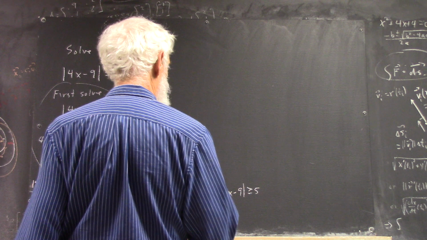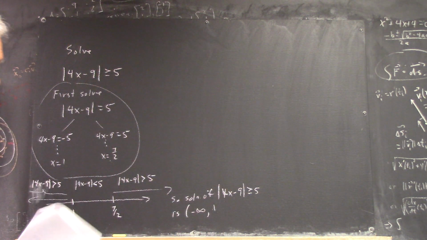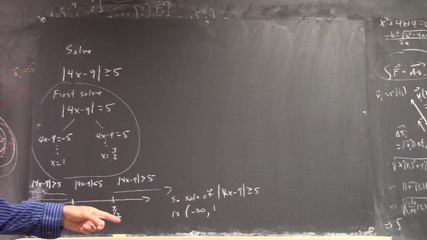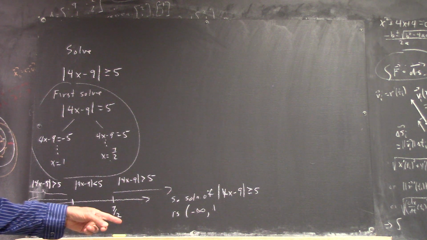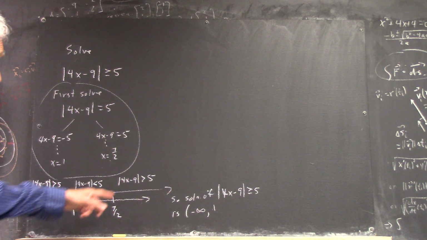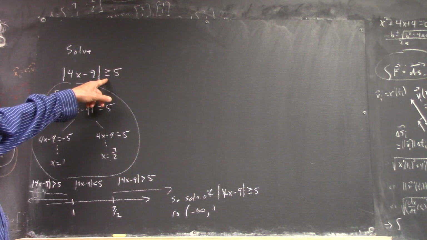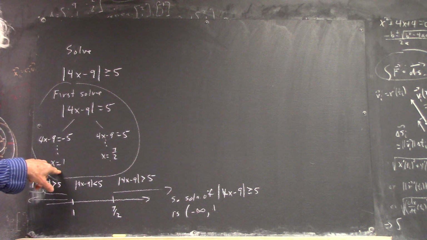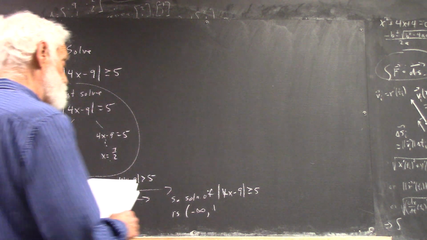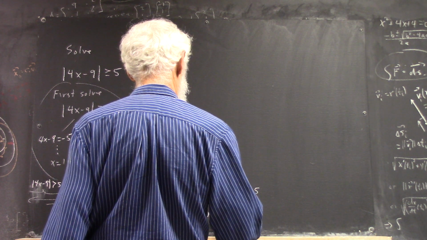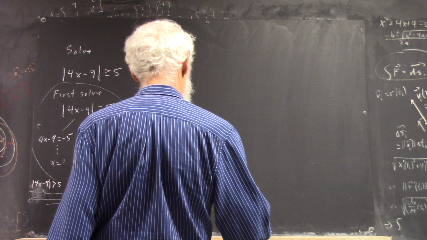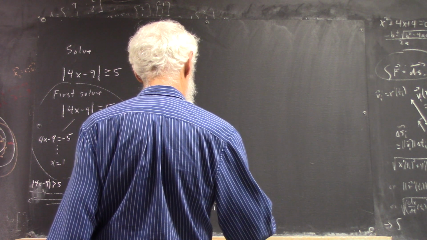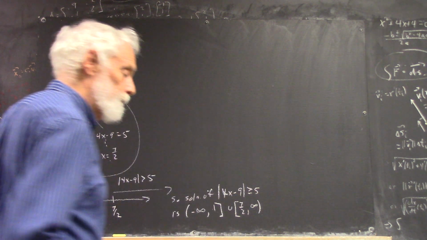It's negative infinity to 1. Is 1 included or not? Well, it's included because it's greater than or equal, right? And 1 is exactly where it's equal to 5. And then 7/2 to infinity.